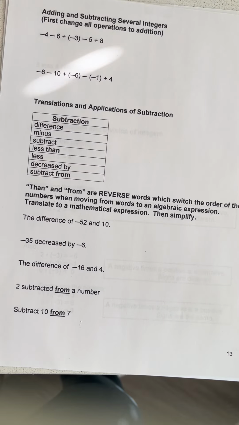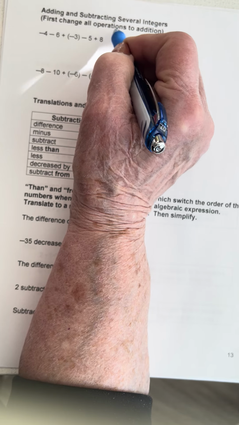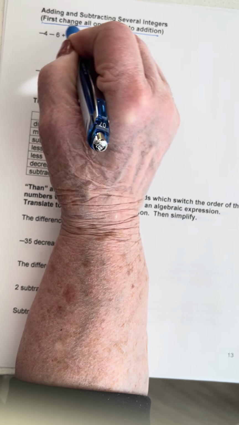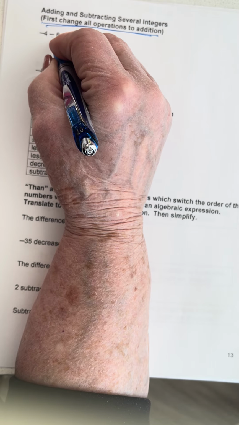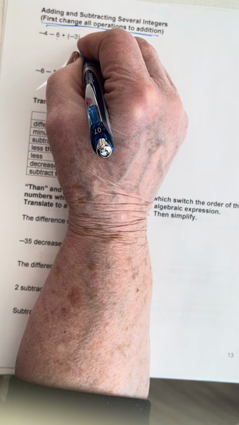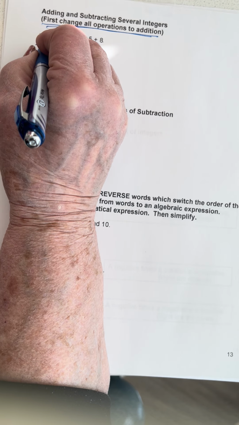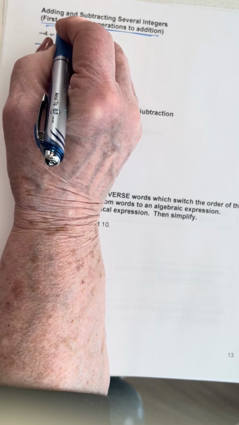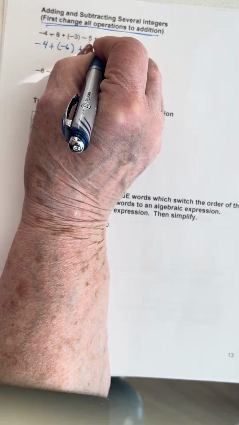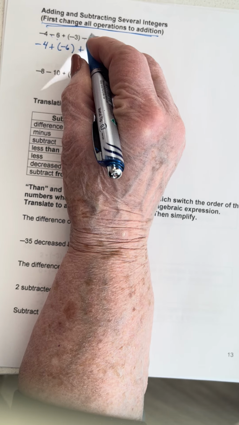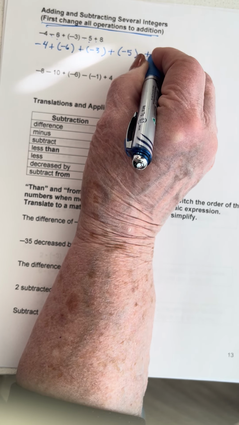If we have several numbers to work with, we're going to first change all the operations to addition. So when we look at this, we have negative 4, subtract 6, add negative 3, subtract 5, add 8. So now we're going to start with negative 4. Instead of subtracting a positive, we're going to add negative 6. We're adding negative 3. And now instead of subtracting a positive 5, we're going to add negative 5. And then we're going to add 8.